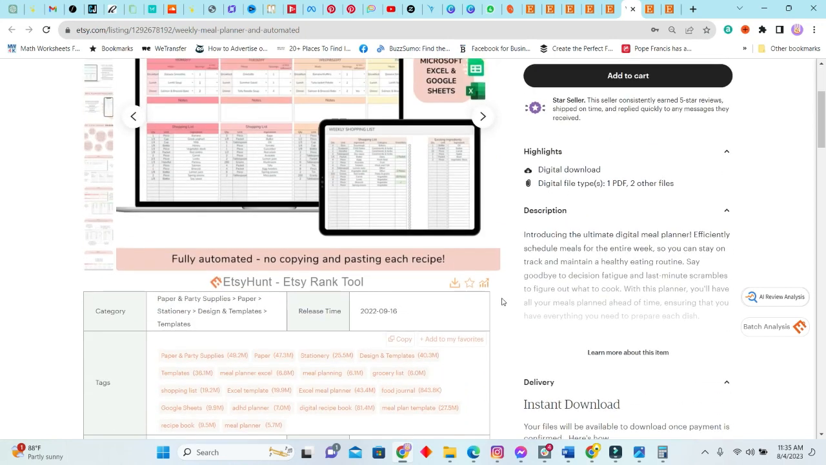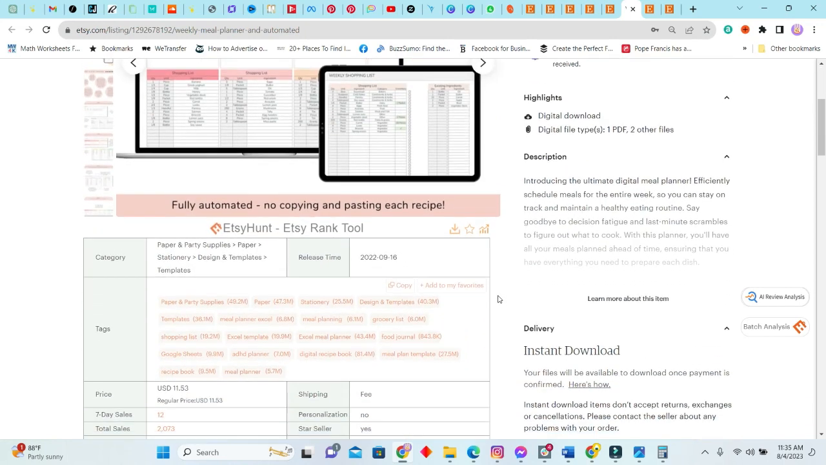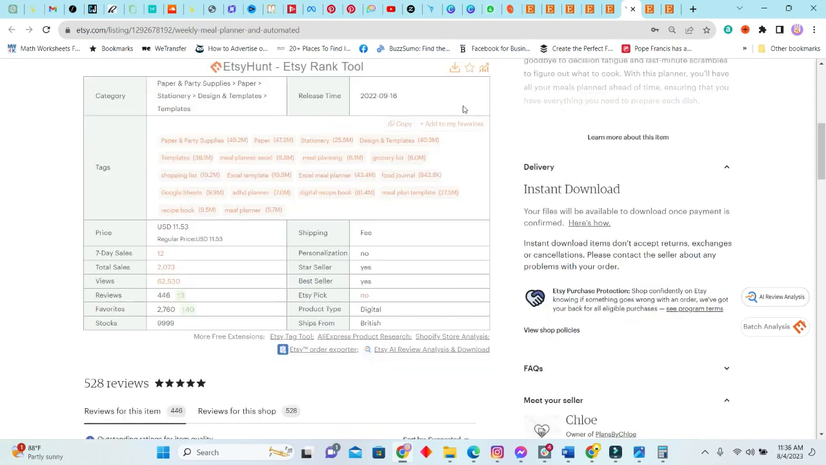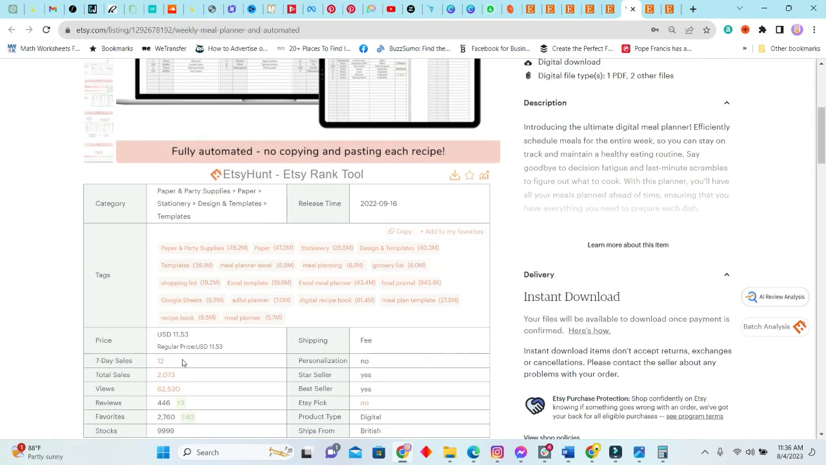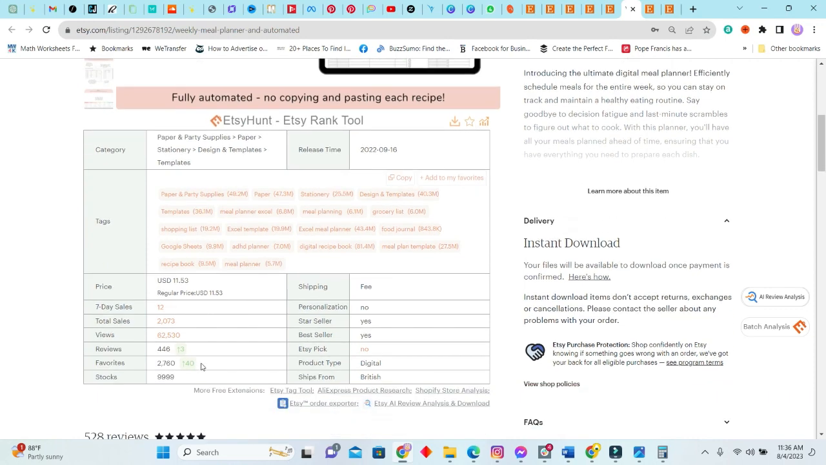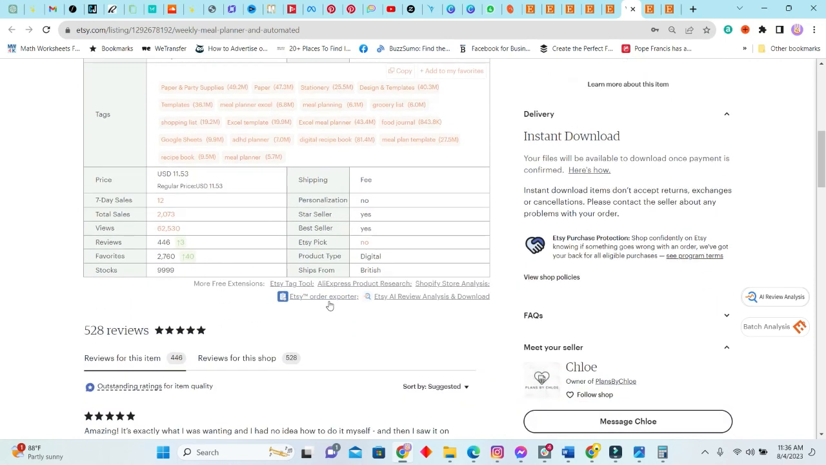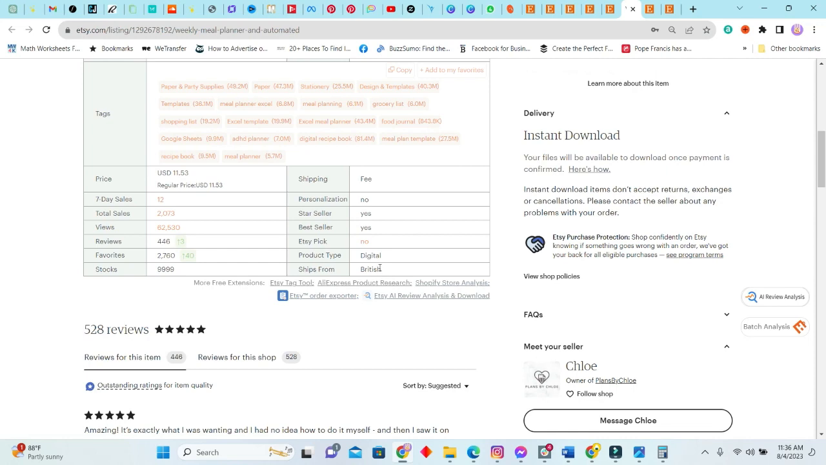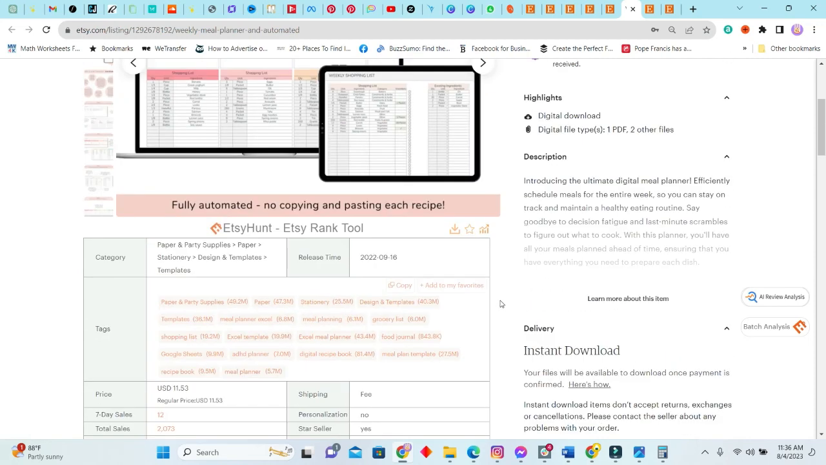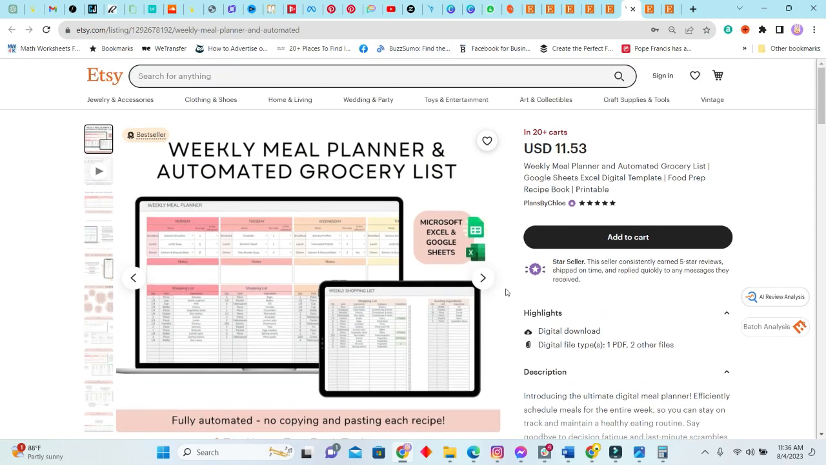Okay, as you can see, it is very detailed, right? So this one was posted in September of 2022 and the total sales so far is 2,073, okay? And the total sales in the past 7 days, 12 sales, okay? So 12 sales in the past 7 days, guys. So this one is doing very good, right? I'm not even looking at the reviews. You guys gonna go ahead and look at that yourselves, okay?